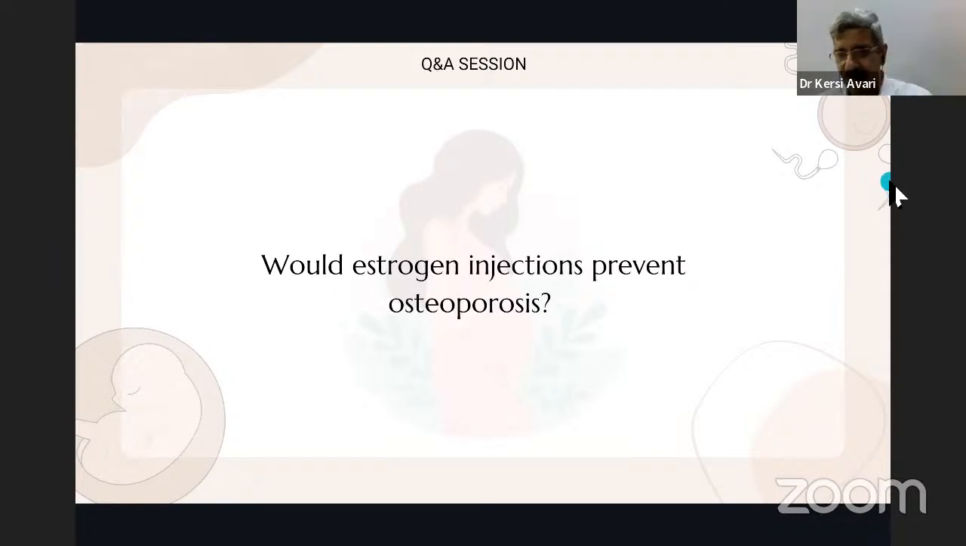HRT or estrogen will definitely help you improve many characteristics of facial expression, your skin structure, the loss of hair, and maybe we'll try to reinfuse the bone, but not to the same percentage of what you would have had if you started a treatment when you were 40 to 45. Okay, next.